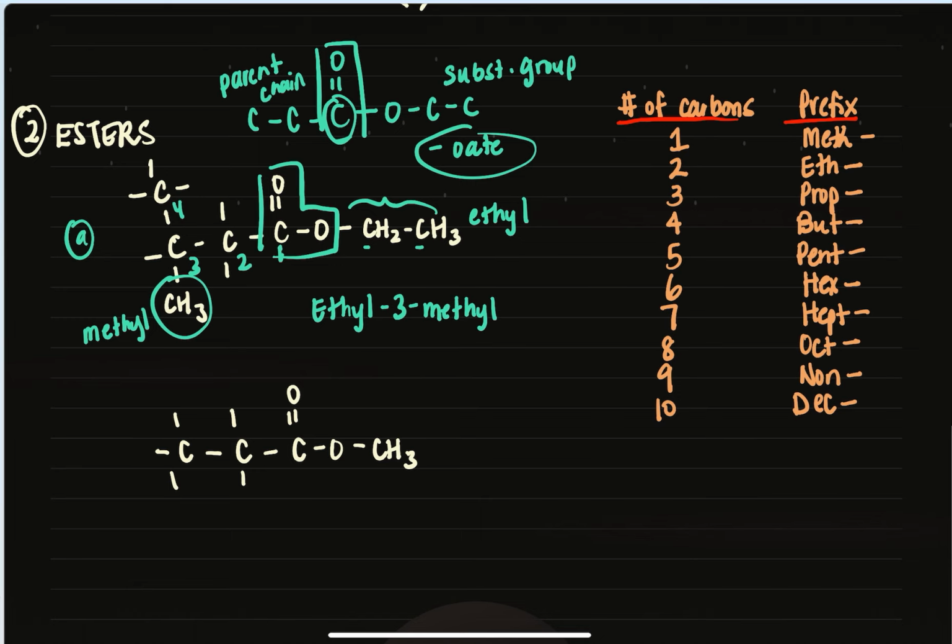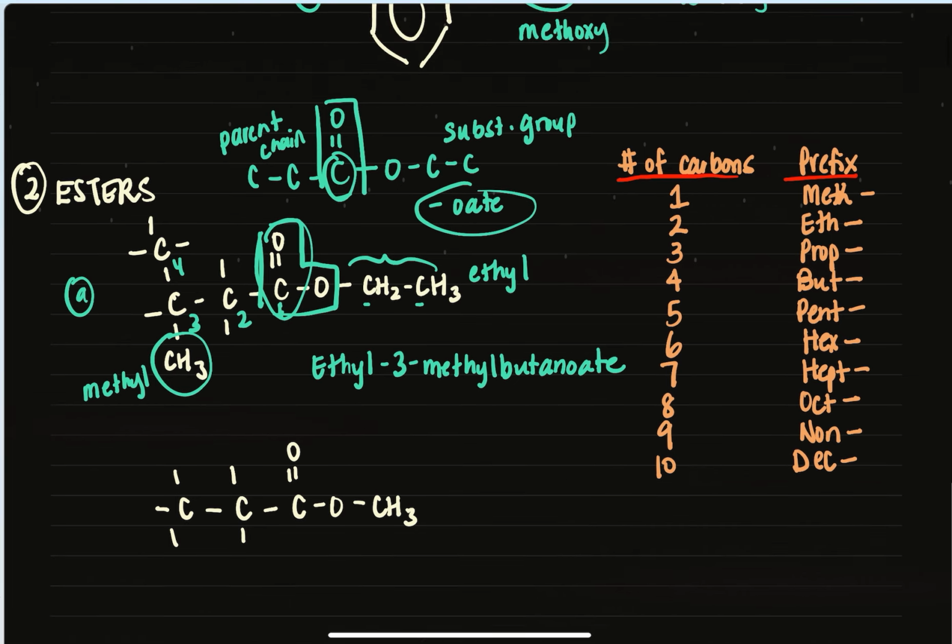And then my parent chain, remember, is a 4-carbon. So ethyl 3-methyl butanoate. Okay, something else to notice is that carbon 1 is always going to occur where the carbonyl is. And same thing for the ether as well.